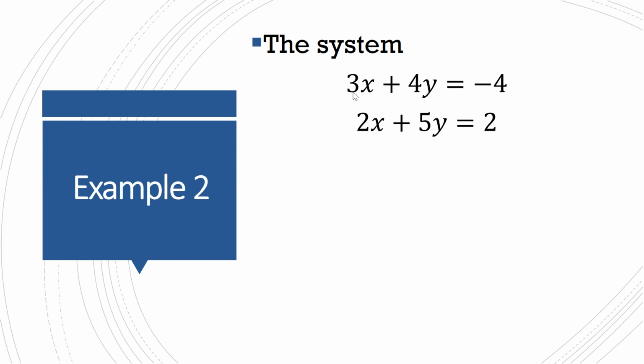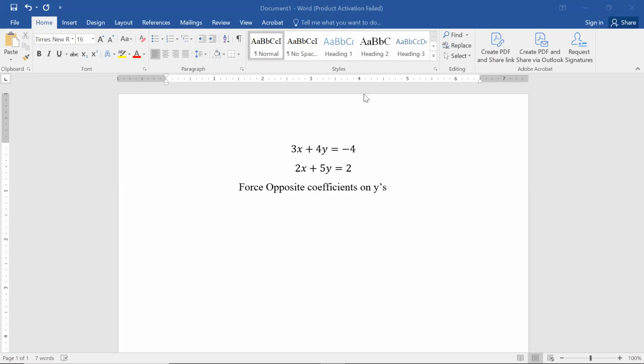Obviously, on this one, we do not have opposite coefficients on the x's, and we do not have opposite coefficients on the y's. Opposites mean that when you add them up, they'd add to 0. If I add up 3 and 2, they add to 5. If I add up 4 and 5, they add to 9. So here's our system in a Word document.